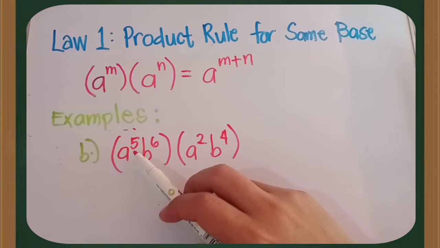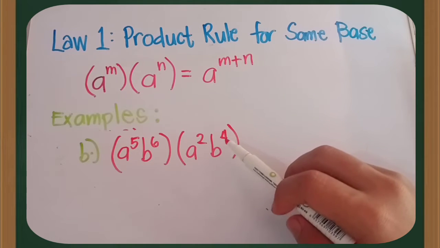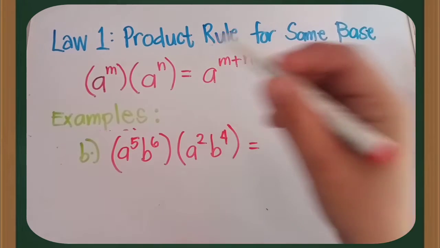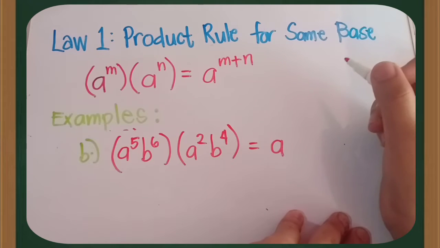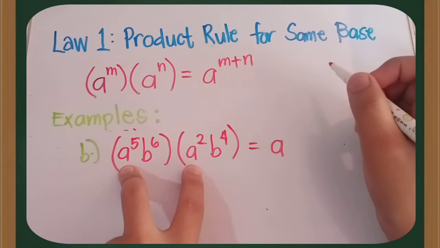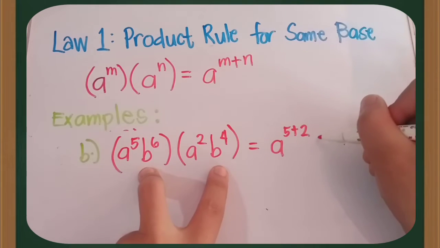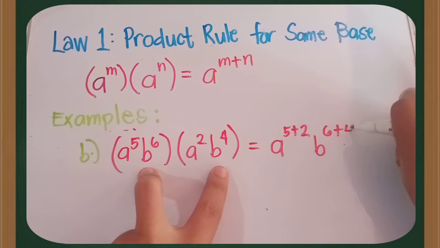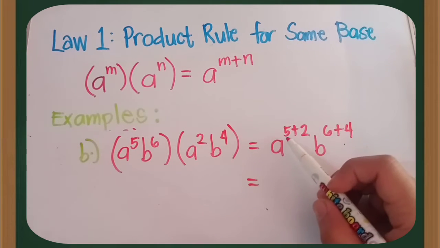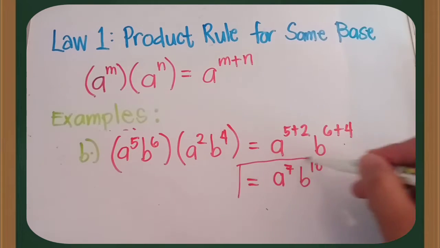A raised to the power of 5, B raised to the power of 6 times A raised to the power of 2, B raised to the power of 4. So, again, based on the first law, copy the common base. We have A, and we're going to add their exponents, 5 plus 2. And B, the common base, and add their exponents, 6 plus 4. So A raised to the power of 5 plus 2, that's A raised to the power of 7. And B raised to the power of 6 plus 4, that's B raised to the power of 10. So this is the final answer.